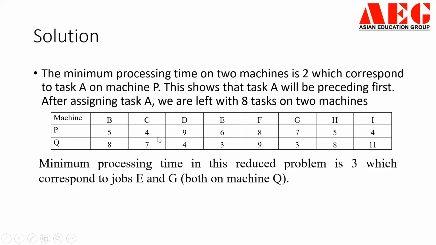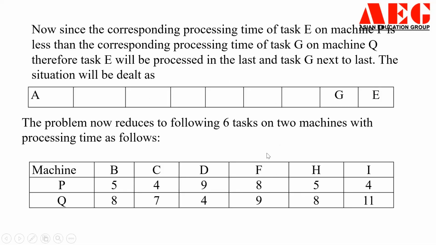So the rest is the 8 tasks. Now what is the minimum value? That is 3, which is on the Q machine, for jobs E and G. So it's your choice which job you want to do first. I had taken E first and G next. You can take G or E also. It doesn't matter. After removing these tasks, we will be left with these tasks only.